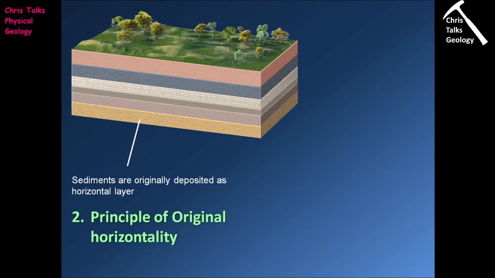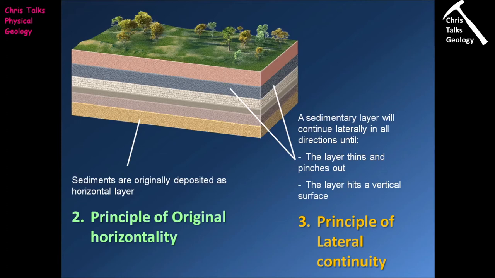The next principle is called the principle of lateral continuity. And this simply says that a layer of sedimentary rock will continue laterally in all directions until one of two things happens. The first thing is that your layer of rock will steadily get thinner and thinner and thinner, and eventually it will disappear. In geology, this is called pinching out. Because think about it, your layer of sedimentary rock cannot go on forever. Eventually, it has to become thinner and disappear.